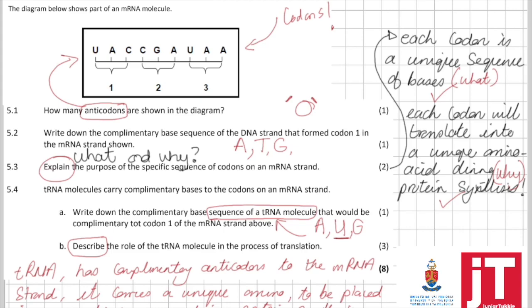tRNA is important in the process of translation. And translation is the formation of the larger polypeptide or protein. Okay, so we need to make sure we talk about protein synthesis, because that's what translation is all about.